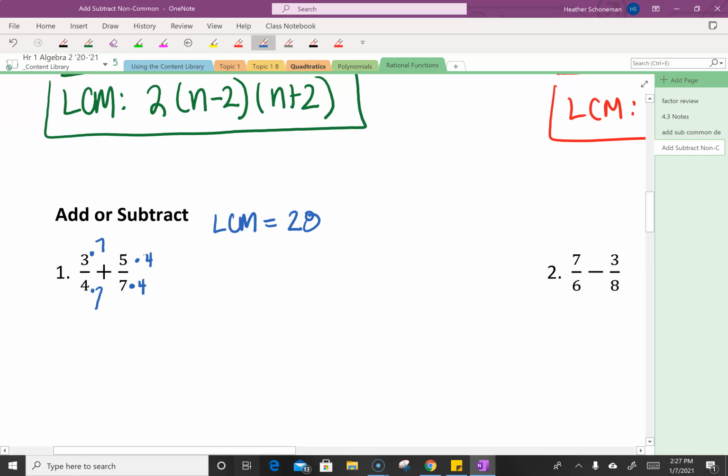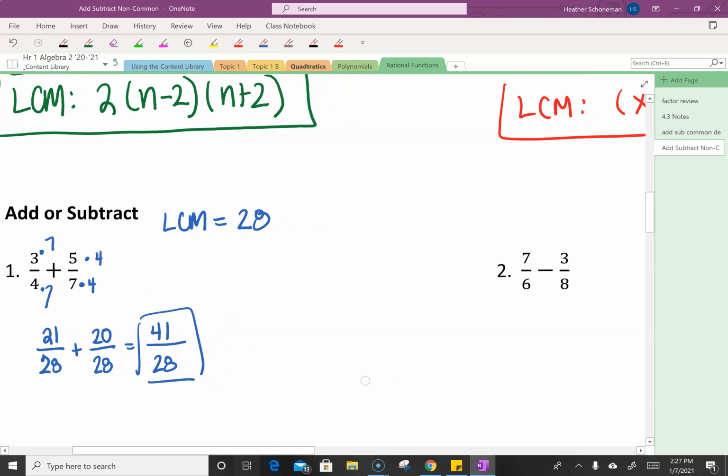Okay, so on the first one, 3 times 7 is 21, and 4 times 7 gives me 28. On the other one, 5 times 4 is 20, and 7 times 4 is 28. Now that they have common denominators, we can add them together and keep the common denominator, and then we add what's in the numerator. 21 plus 20 is 41. Now, if this would reduce, then we reduce, but it doesn't, so we're just going to leave it like that.